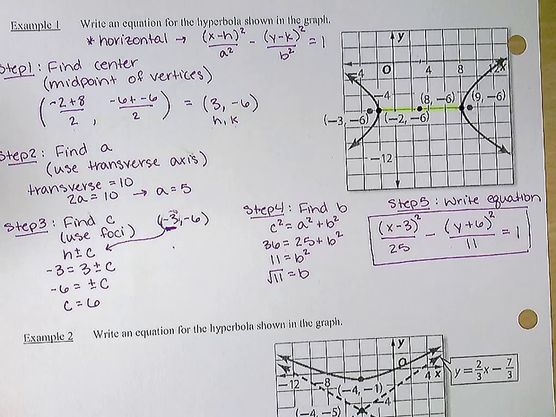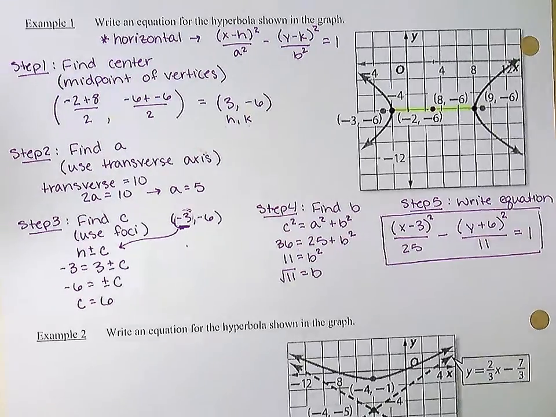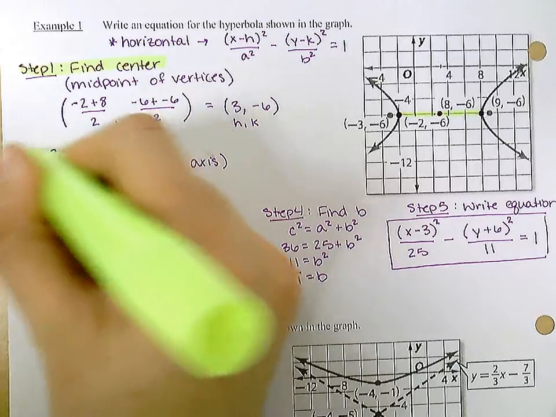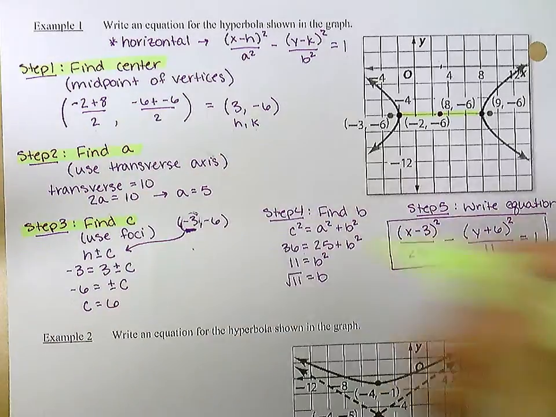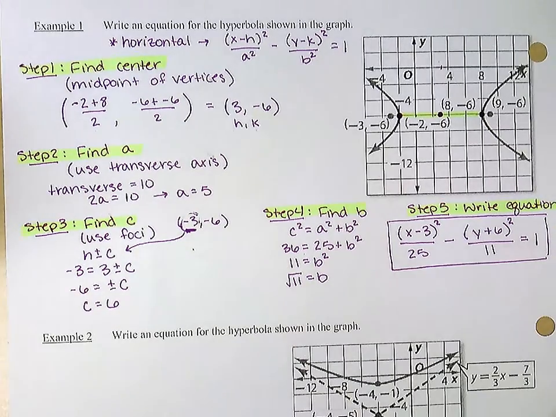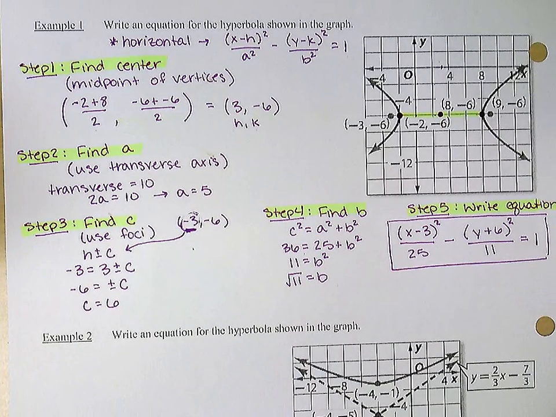Okay, so again, different steps here. You have to find the center, find a, find c, find b, and then write the equation. Okay, those are your steps. Questions?